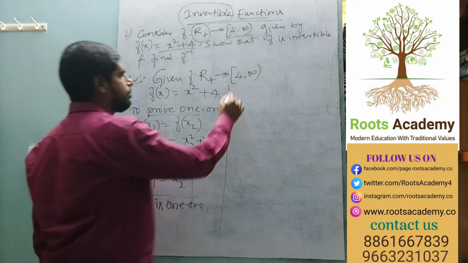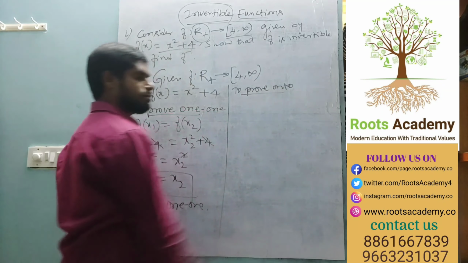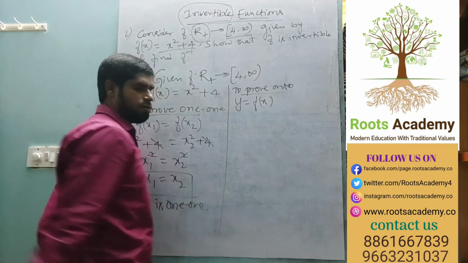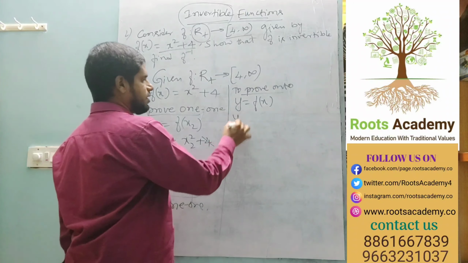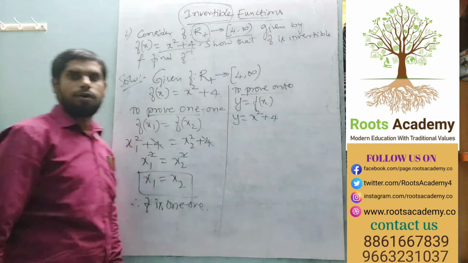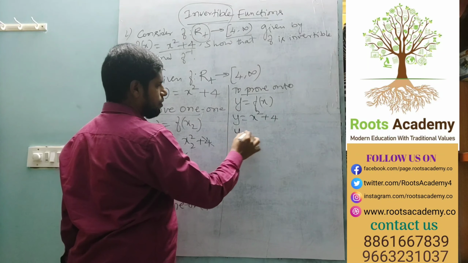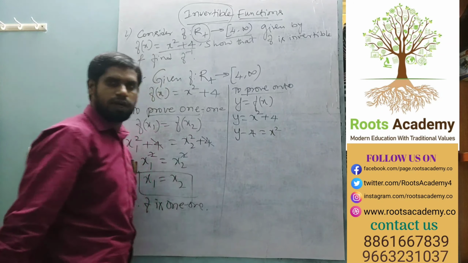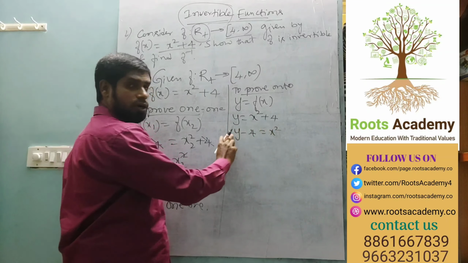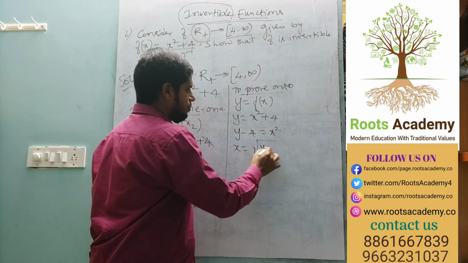Okay. Next, let us prove onto. To prove onto, the condition is y is equal to f of x. What is our f of x? It is clearly given in the question. It is x square plus 4. So to find the value of x, first shift 4 to the other side. So we will get y minus 4 is equal to x square. Now let us shift the square to the other side to find x. If I shift the square to the other side, it becomes square root. So my x value is root of y minus 4.